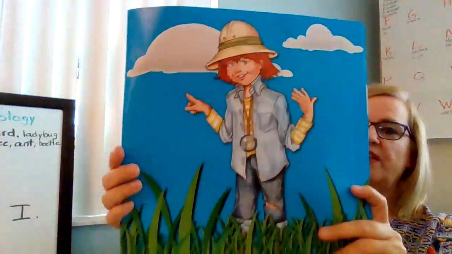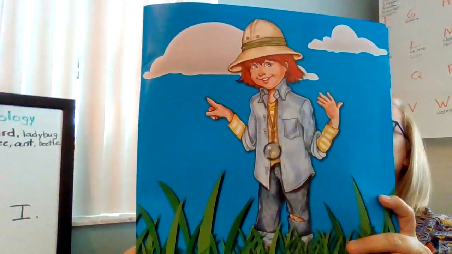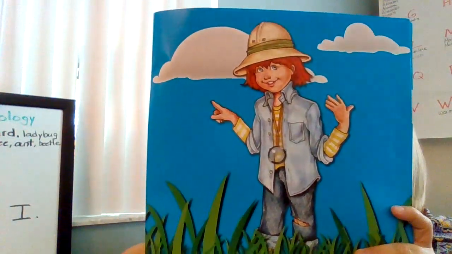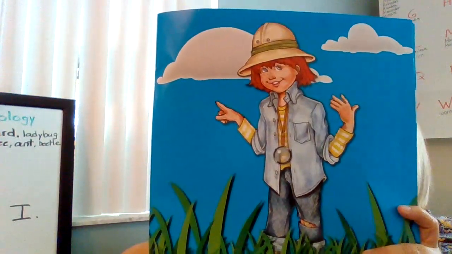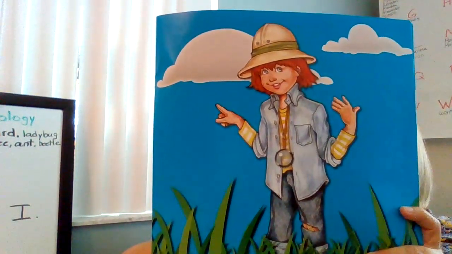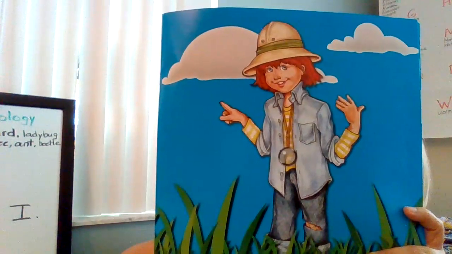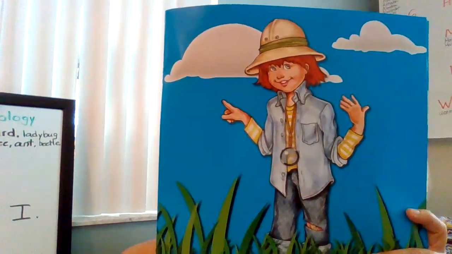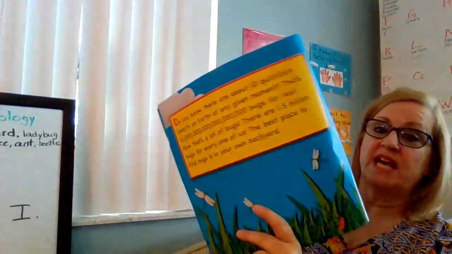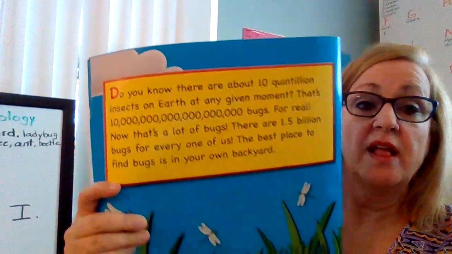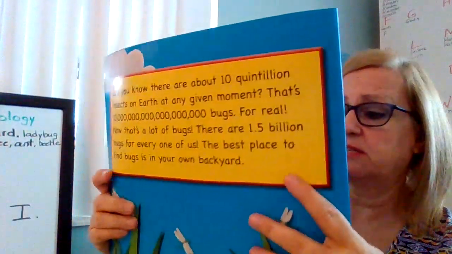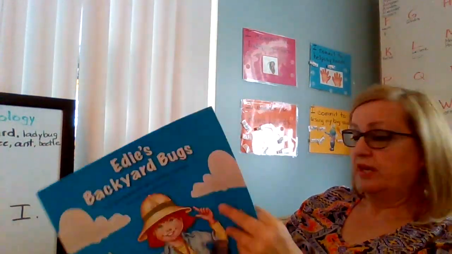Did you know that there are 10 quintillion insects on the earth at any given moment? That's a lot of bugs, for real. Now, that's a lot of bugs. There are 1.5 billion bugs for every one of us. The best place to find bugs is in your own backyard. This is how many bugs there are. Oh my gosh. That's a lot of bugs. That's more than I can count. Or more than I want to count. That would take a long time to count.